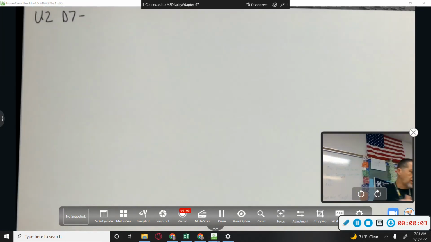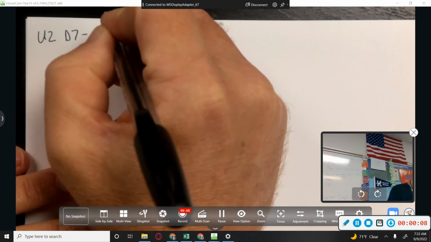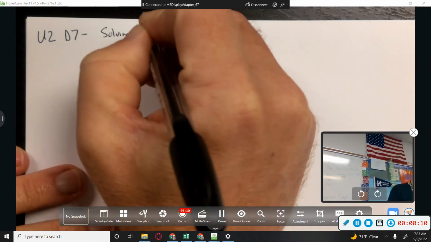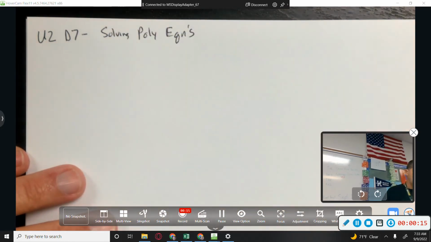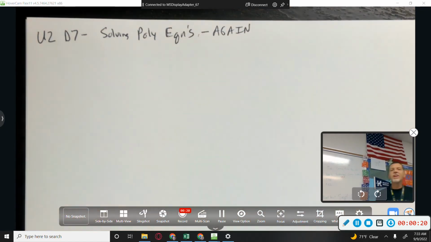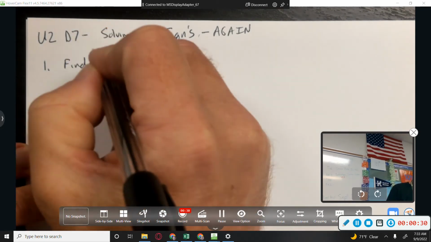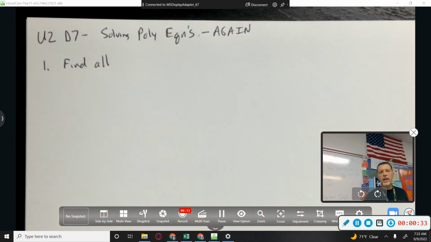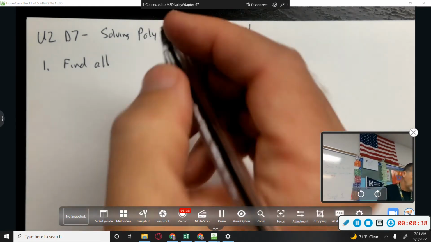So unit 2, day 7, it's more just like the second part of solving polynomial equations again, or part 2, or more practice. And again, with nothing new today, nothing new concept-wise, we can just jump into a couple of examples.